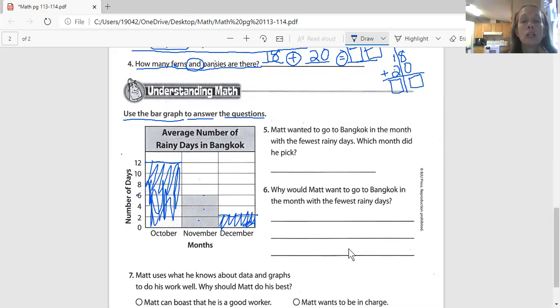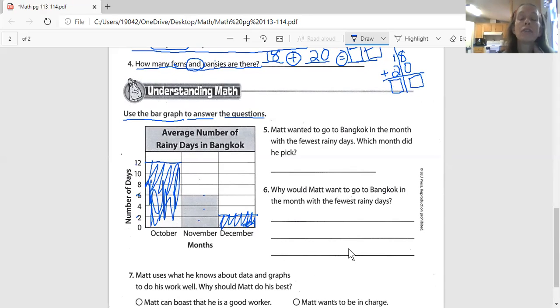So number 5 says, Matt wanted to go to Bangkok in the month with the fewest rainy days. Which month did he pick? Okay, I see December has 2, November, draw my line over, has 6, and October has 12. Which of these months has the fewest days? Look right here, I can tell which one it is. The one that has 2 rainy days. So I'm going to take this month and write it here.